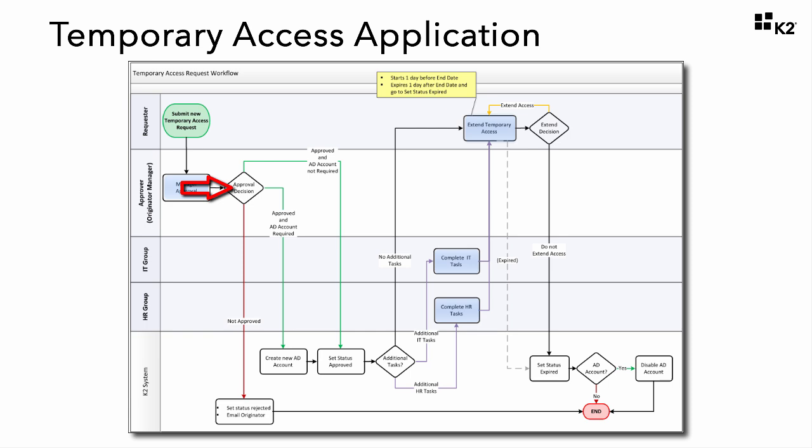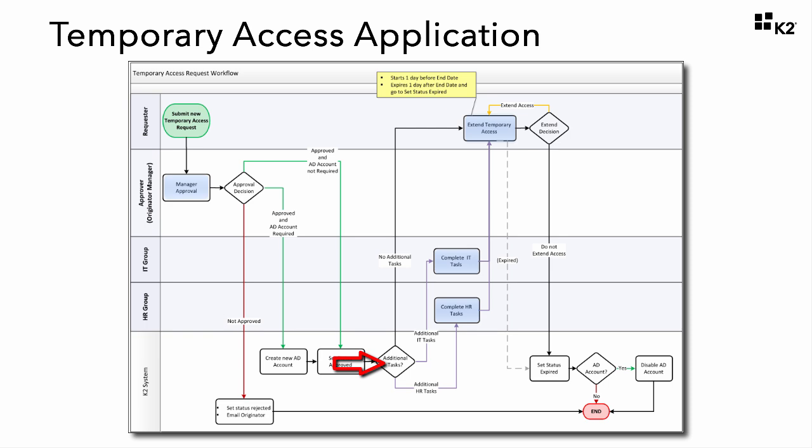Let's talk about that path of the workflow for a moment. If an account was requested, the system will automatically create a new Active Directory account for the temporary user upon approval. Once this is done, the workflow will mark the status of the request as approved. Note that it will also mark this status if no account was requested. Then K2 will determine whether there were additional IT tasks and/or HR tasks required and route the workflow accordingly.